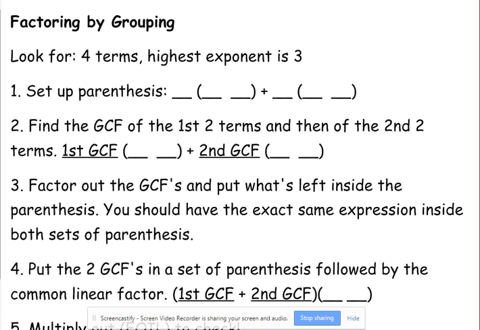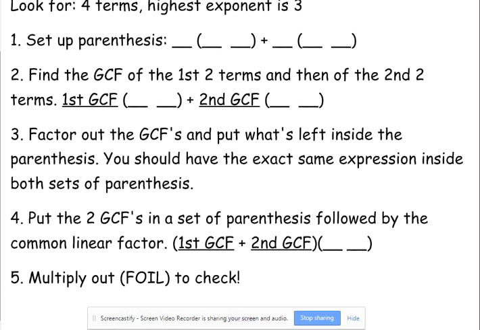But what is going to be the same, after we factor out those individual GCFs, is what's left. We should have the exact same expression inside both sets of parentheses. If you do not have the exact same expression inside both sets of parentheses, it's not factoring by grouping, okay? You've either done something wrong or it just can't be factored by grouping. That's the key right there. And then we'll look at how we simplify it from there. And of course, anytime we factor, we can multiply it back out to check our factor.